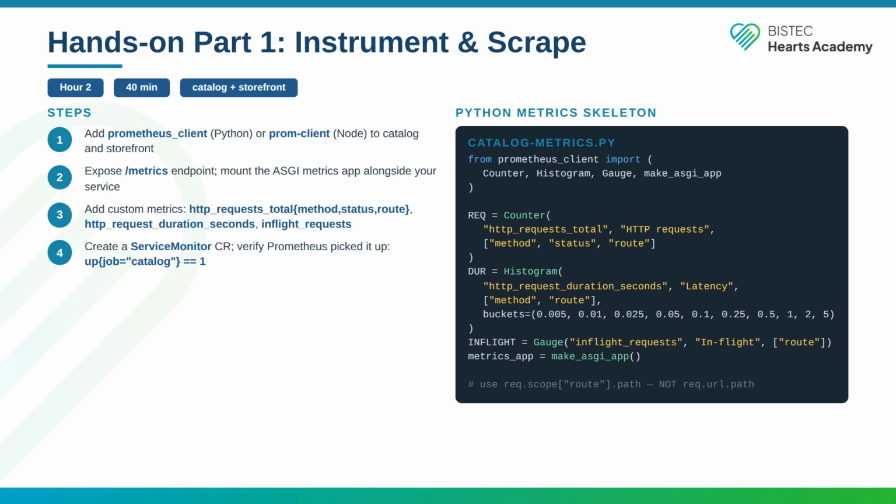The Python example on this slide shows the correct pattern. Define counter, histogram, and gauge metrics as module-level globals, then observe them in the request handler middleware, using the route template from the framework's router scope, rather than the raw request URL.